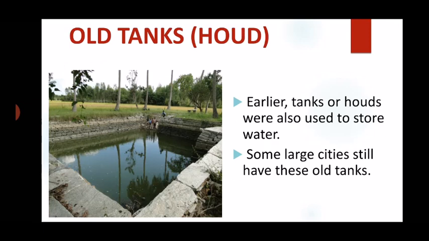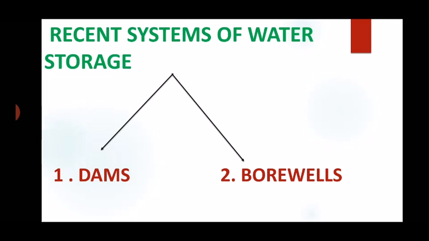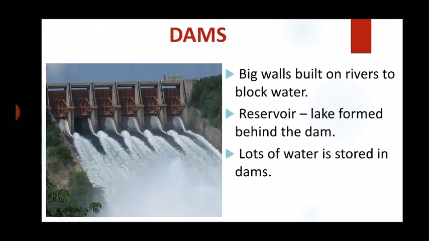Old tanks, called howd. Earlier, tanks or howds were also used to store water. Some large cities still have these old tanks. Recent systems of water storage: dams and borewells. Dams. Big walls built on rivers to block water. Reservoir, a lake formed behind the dam. Lots of water is stored in dams.